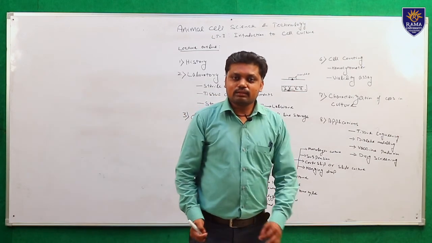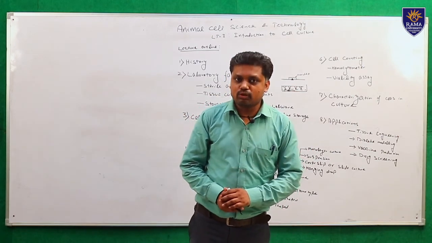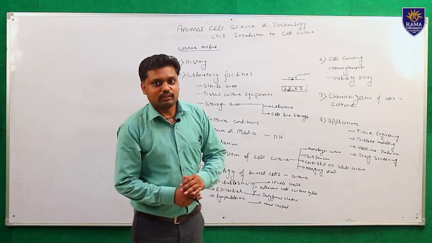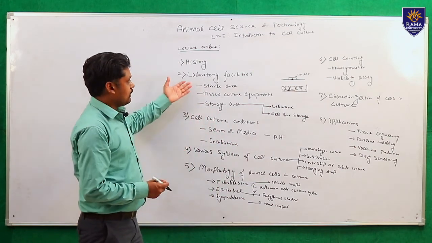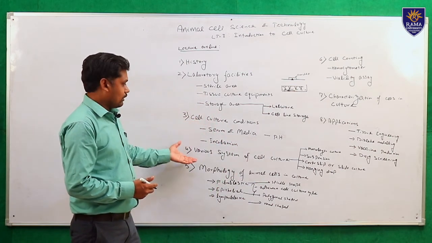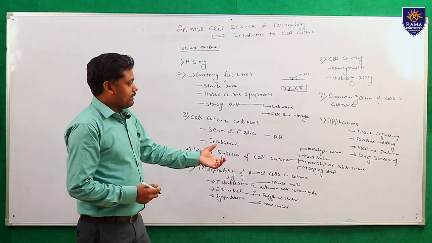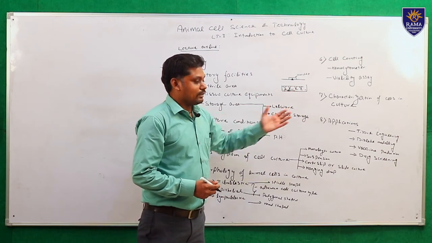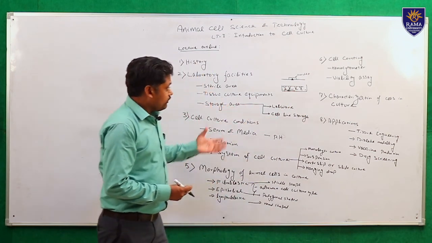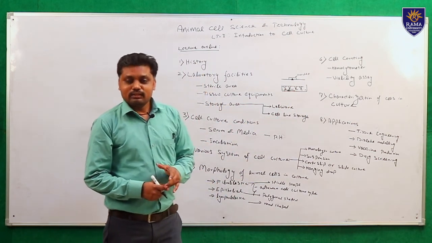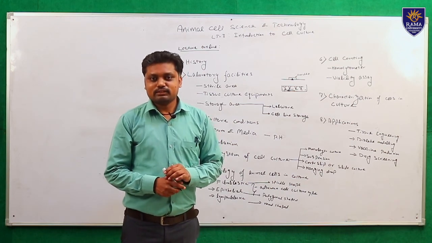Okay. This is the brief overview of animal cell culture, where we have discussed the history, laboratory facilities, cell culture conditions, various systems of cell culture, morphology of animal cells in culture, cell counting, characterization, application. These will be discussed in detail in the second lecture. Thank you.